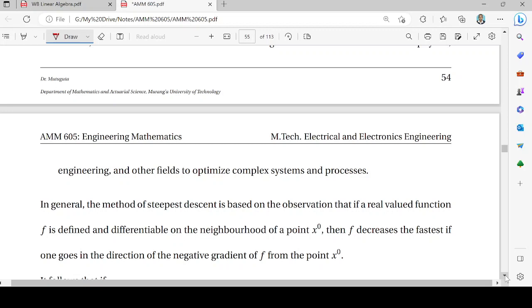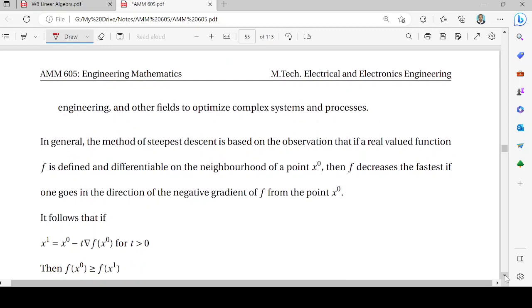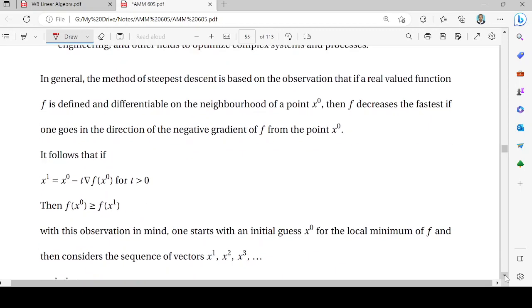So in general, we are saying that the method of steepest descent is based on the observation that if a real-valued function f is defined and differentiable in the neighborhood of some point x naught, then f will decrease the fastest if one goes in the direction of the negative gradient of f from the point x naught. It follows, therefore, that if we define x1 as x naught minus t times the gradient of f evaluated at x naught, for some value of t greater than 0, then f of x naught will be greater than f of x1.